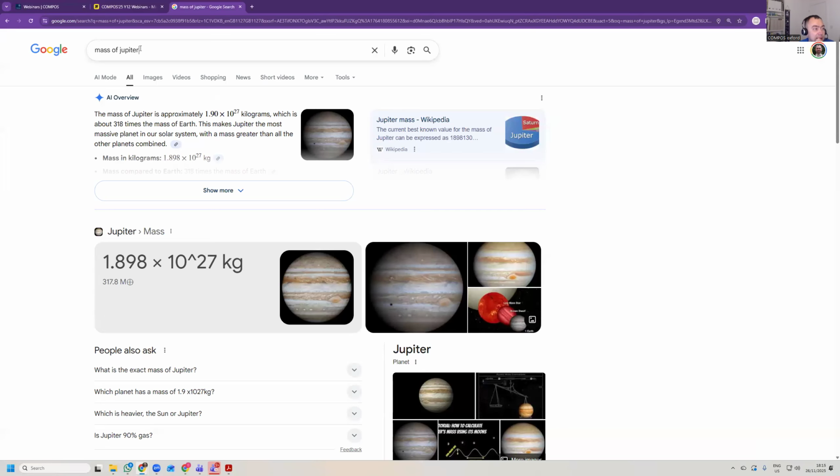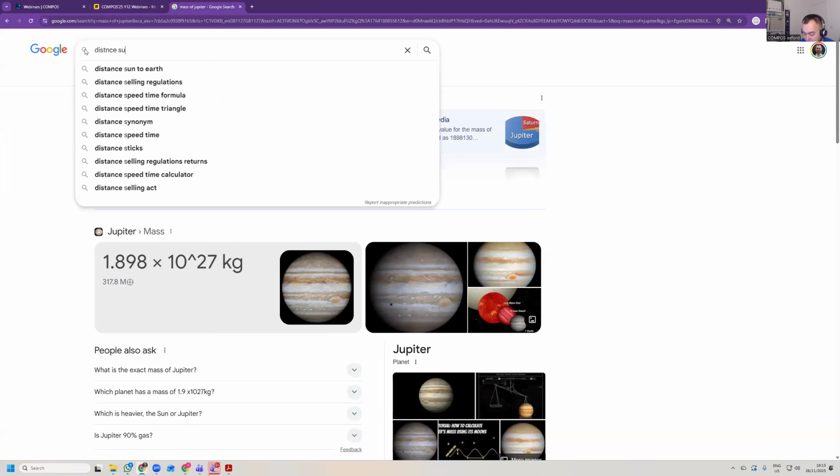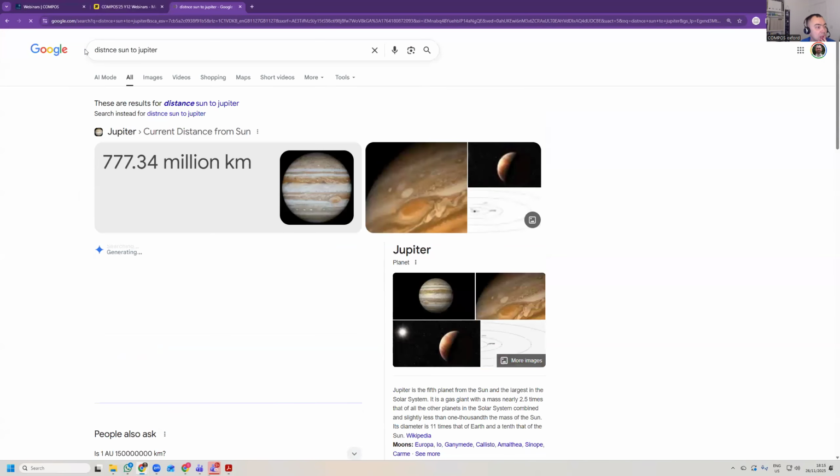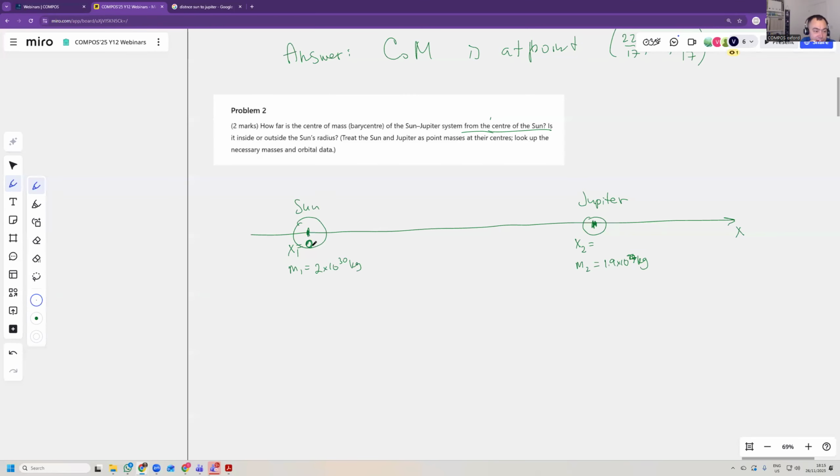Right, and then distance, Sun to Jupiter. 777. Okay, so if the Sun is at 0, this is 777 million kilometers. So that's 777 times 10 to the 6 kilometers. All right, we can do it in kilometers. And let's write the position of the center of mass. So the center of mass would be somewhere here.